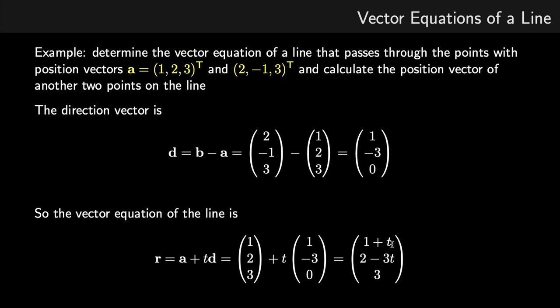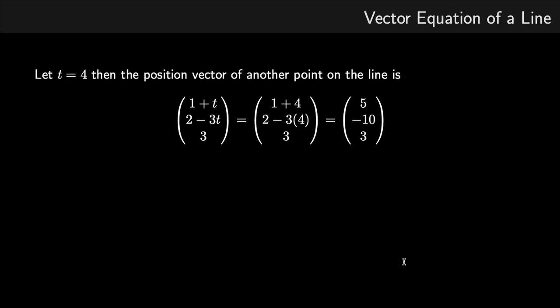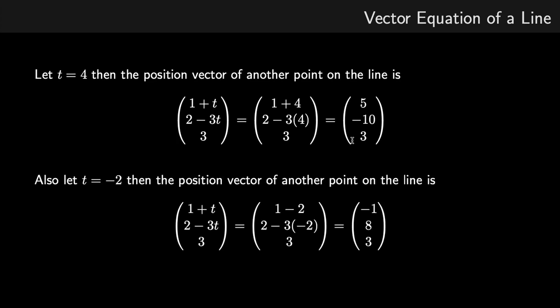Now by substituting any value of t into this vector, we get the position vector of any other point on that line. For example, if t is equal to 4, all I'm doing here is substituting the value of 4 in place of t and evaluating. We have 5, -10 and 3. This is the position vector of another point on the line. If we change t, let's say t is equal to -2, and do exactly the same, we have this position vector, and this is the position vector of another point on the line.